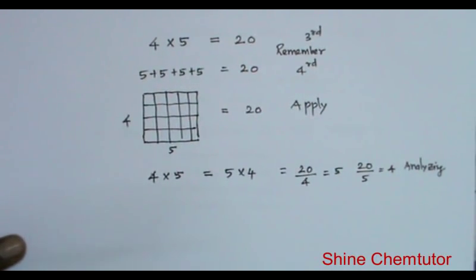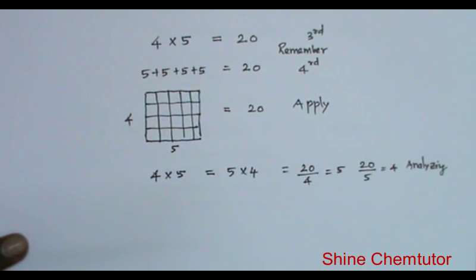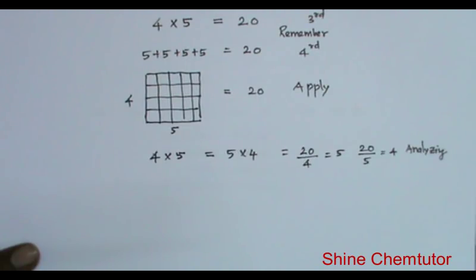So we are analyzing the components. Whatever we have multiplied, we try to analyze the numbers. The next one is evaluation. We are able to evaluate whether the answer whatever I have got is correct or not. So basically for this example, analyzing and evaluating will be almost the same.